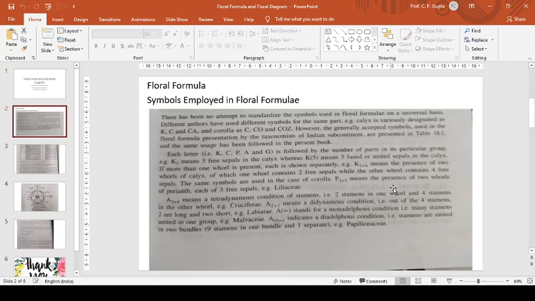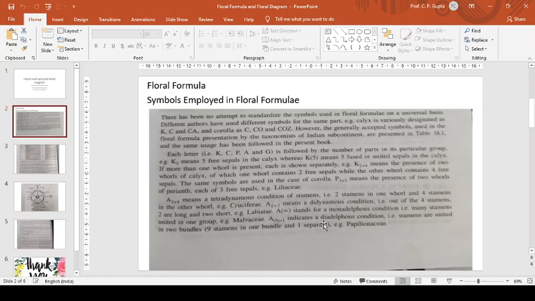P3+3 means the presence of two whorls of perianth, each of 3 free tepals. Example, family Liliaceae. Now comes androecium. Androecium A2+4 means a tetradynamous condition of stamens, that is 2 stamens in one whorl and 4 stamens in the other whorl. Example, cruciferae, we all know. A2+2 means a didynamous condition, that is out of 4 stamens, 2 are long and 2 are short. Example, Labiatae.